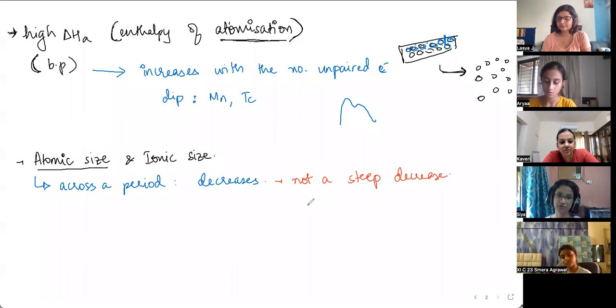Also, ma'am, why are we only doing it across a period? What about down a group? We'll do that also. One thing at a time.